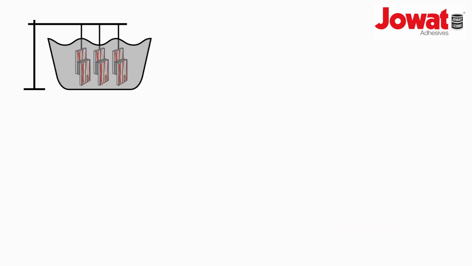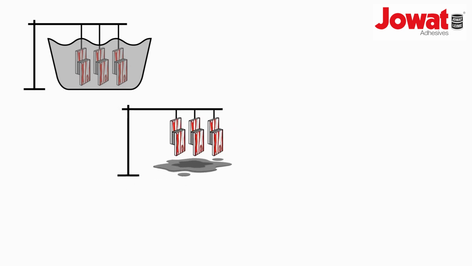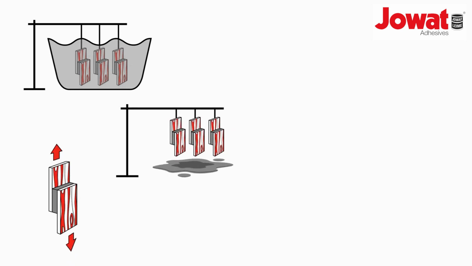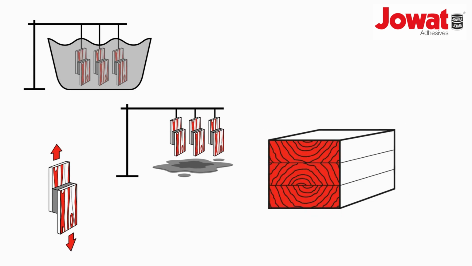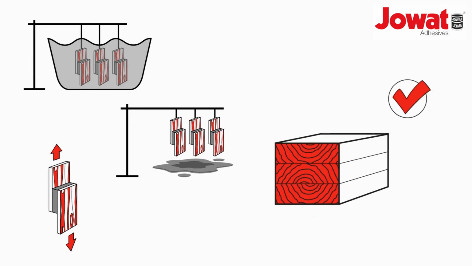Each durability class involves a special conditioning sequence in water, followed by drying in some cases, and a subsequent determination of the tensile shear strength. If the bonding meets the required strength after conditioning, it is assigned to the corresponding durability class. Water resistance is one factor. Another factor is heat resistance.